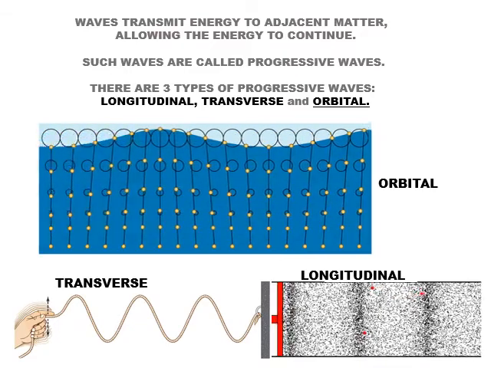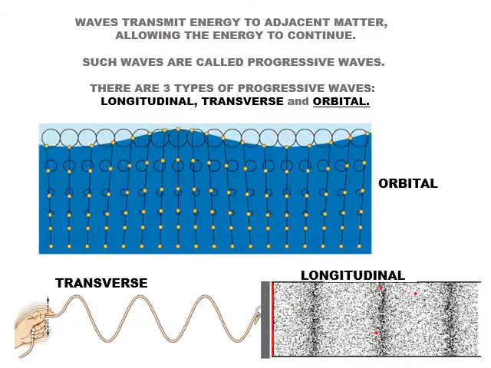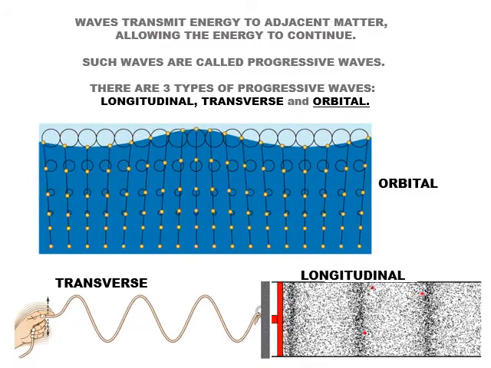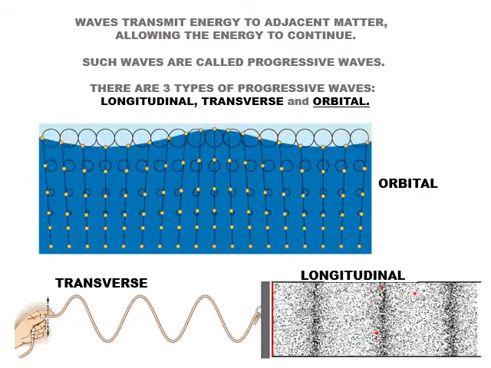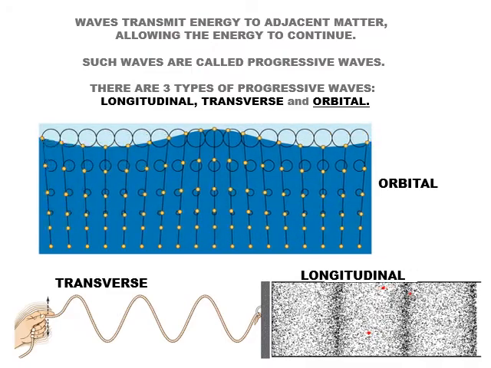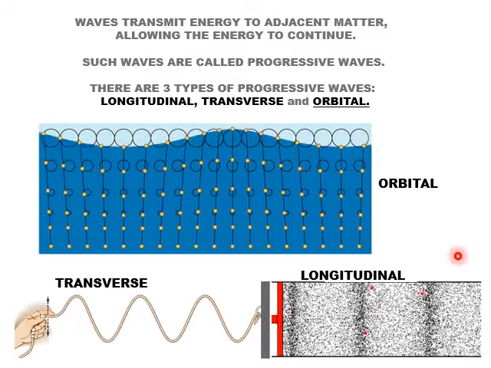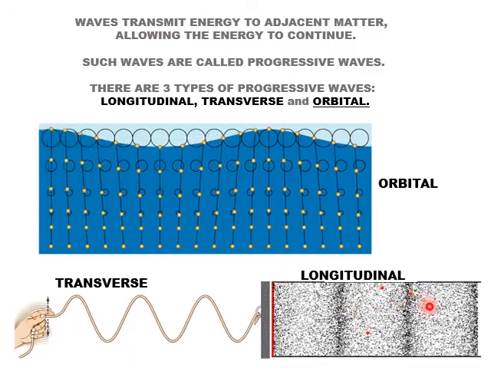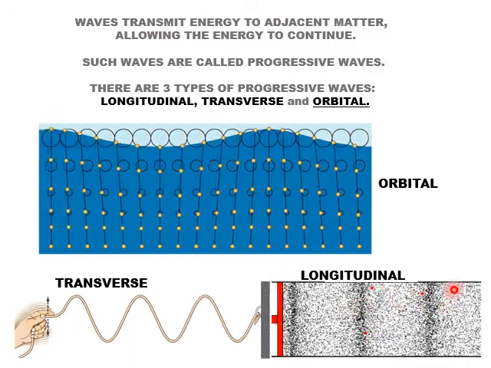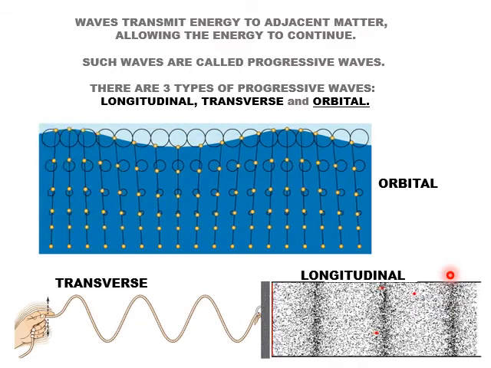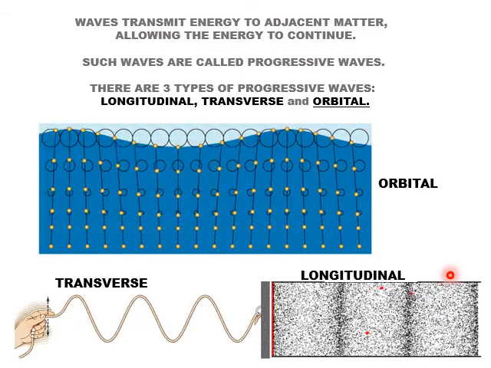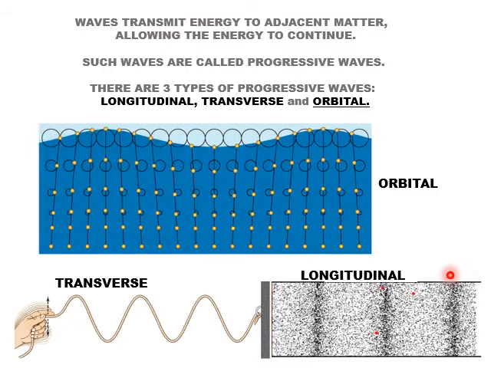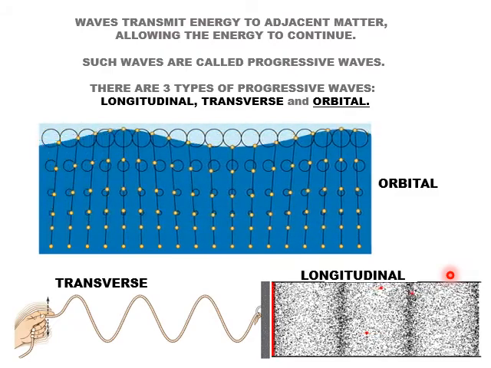Turns out that there are three types of progressive waves out there: longitudinal, transverse, and orbital. And we're looking at some models of them here on the slide. Down in the bottom right, this is a longitudinal wave. It's an energy pattern that compresses matter and then stretches it at the same time as it moves.